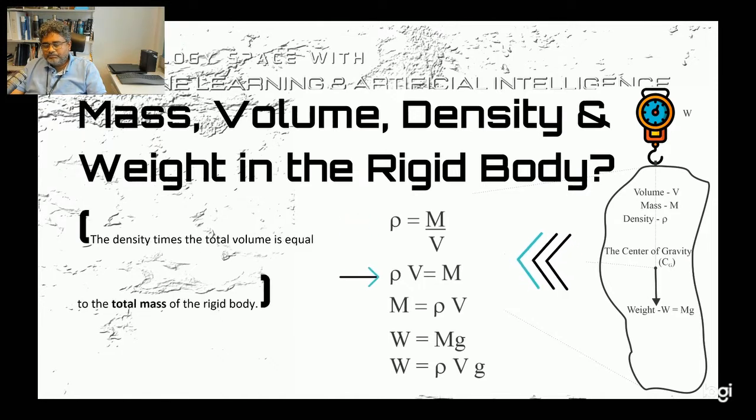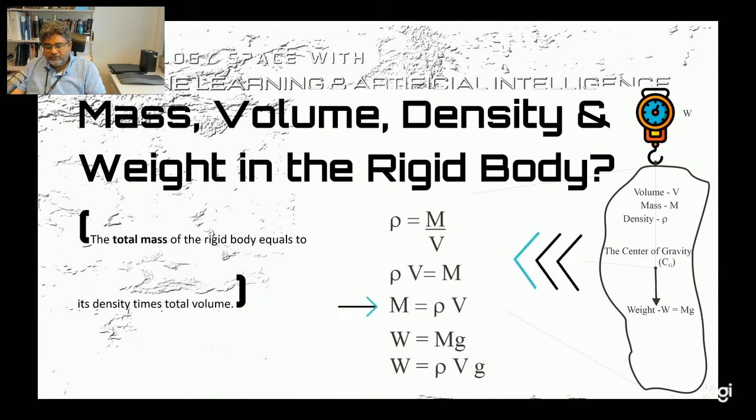And then if you multiply both sides of that equation by the volume of the rigid body, you will end up with density times the volume of that rigid body equal to the mass of that rigid body. If you flip the equation, you will end up with the mass equal to the density times the volume of that rigid body.